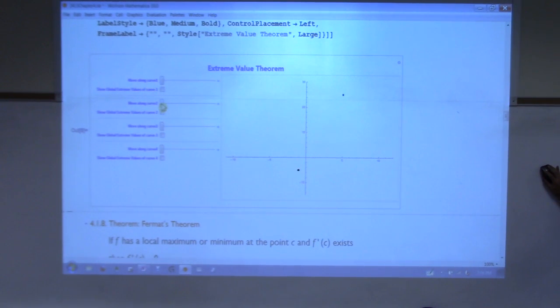Here's another example. Same two endpoints, right? Do I have an absolute max and min? Yes, absolute max right there, absolute min right here. It's impossible to connect these two dots with a continuous curve and not get a highest and lowest. It's impossible. Straight line. Absolute max and min are the two endpoints.